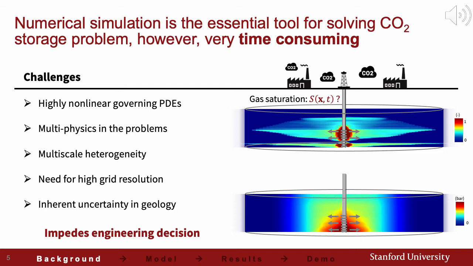For example, the CO2 storage problem has highly nonlinear governing PDEs. There's multiphysics in the problem. There is multi-scale heterogeneity. And this problem also requires high grid resolution to resolve both the physical process and the heterogeneity. And very importantly, there is the inherent uncertainty in the subsurface geology. Therefore, these problems require repetitive forward simulation to deal with the uncertainty. These time-consuming numerical simulations greatly limit our ability to find the best sites and make the optimal engineering decisions.